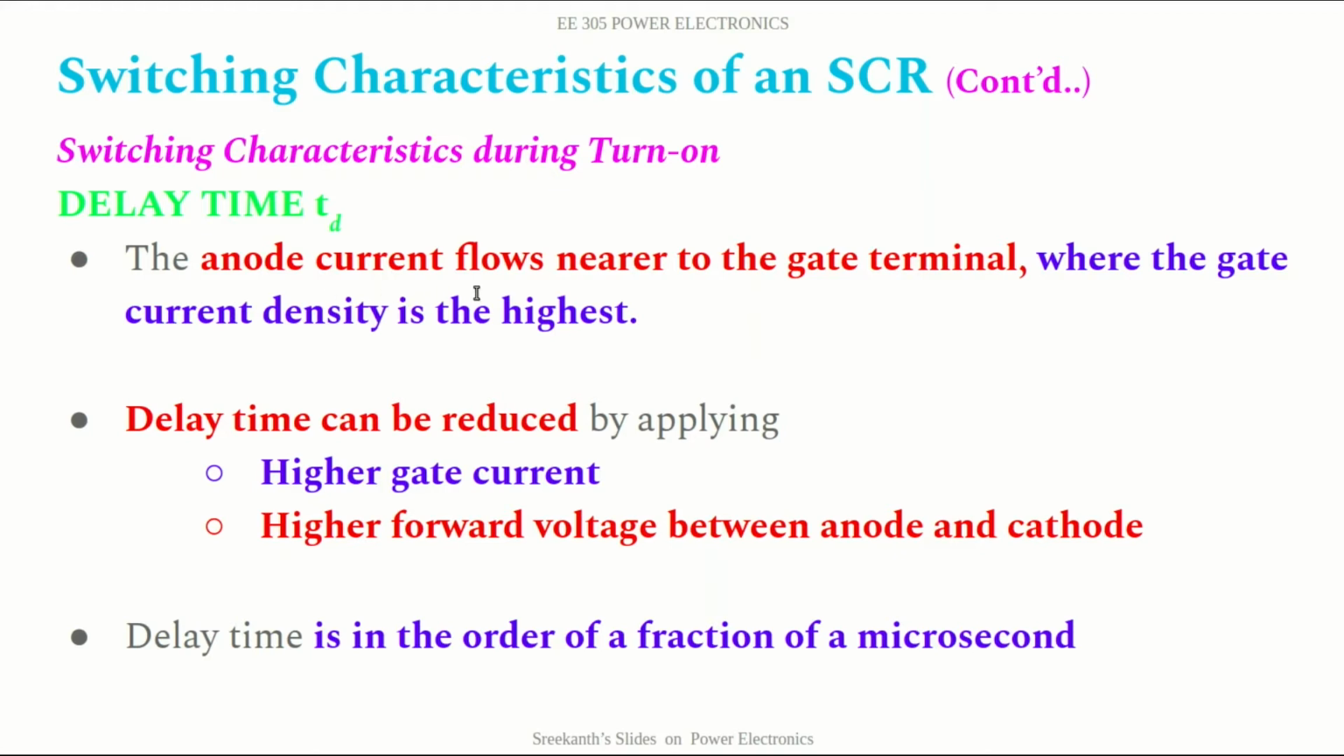The anode current flows nearer to the gate terminal, where the gate current density is the highest. So where does it flow? It flows where the gate current density is the highest. It flows through the same path.